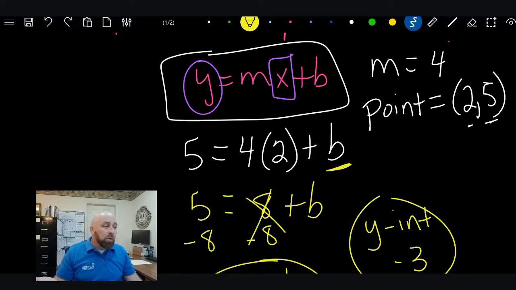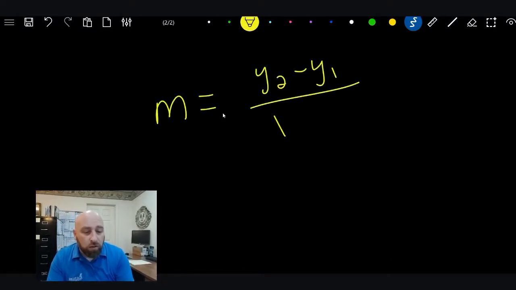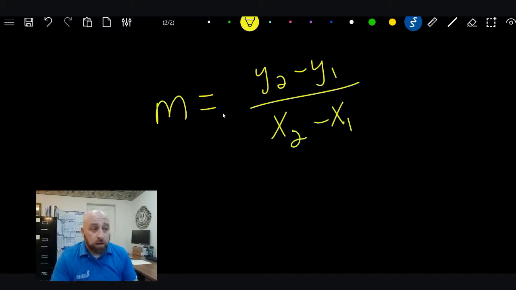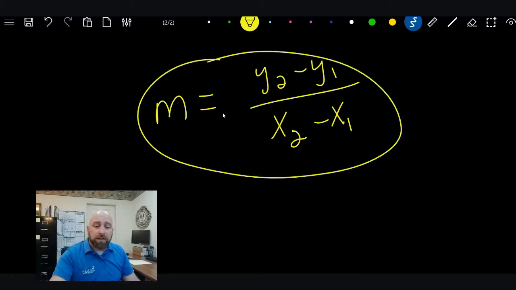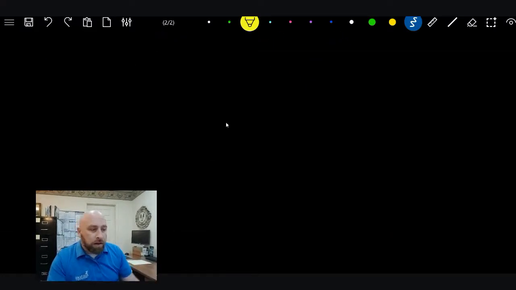So what if they don't give me the slope, for example? Well, I have to find the slope, and we know how to find slope. The formula for slope is m equals y2 minus y1 over x2 minus x1. Remember that formula we had a few lessons ago? Make sure that you know that. That is how to find the slope. Well, the next one, the one that this lesson is all about, and this is on page number 111 in your book if you're following along, this is point-slope.